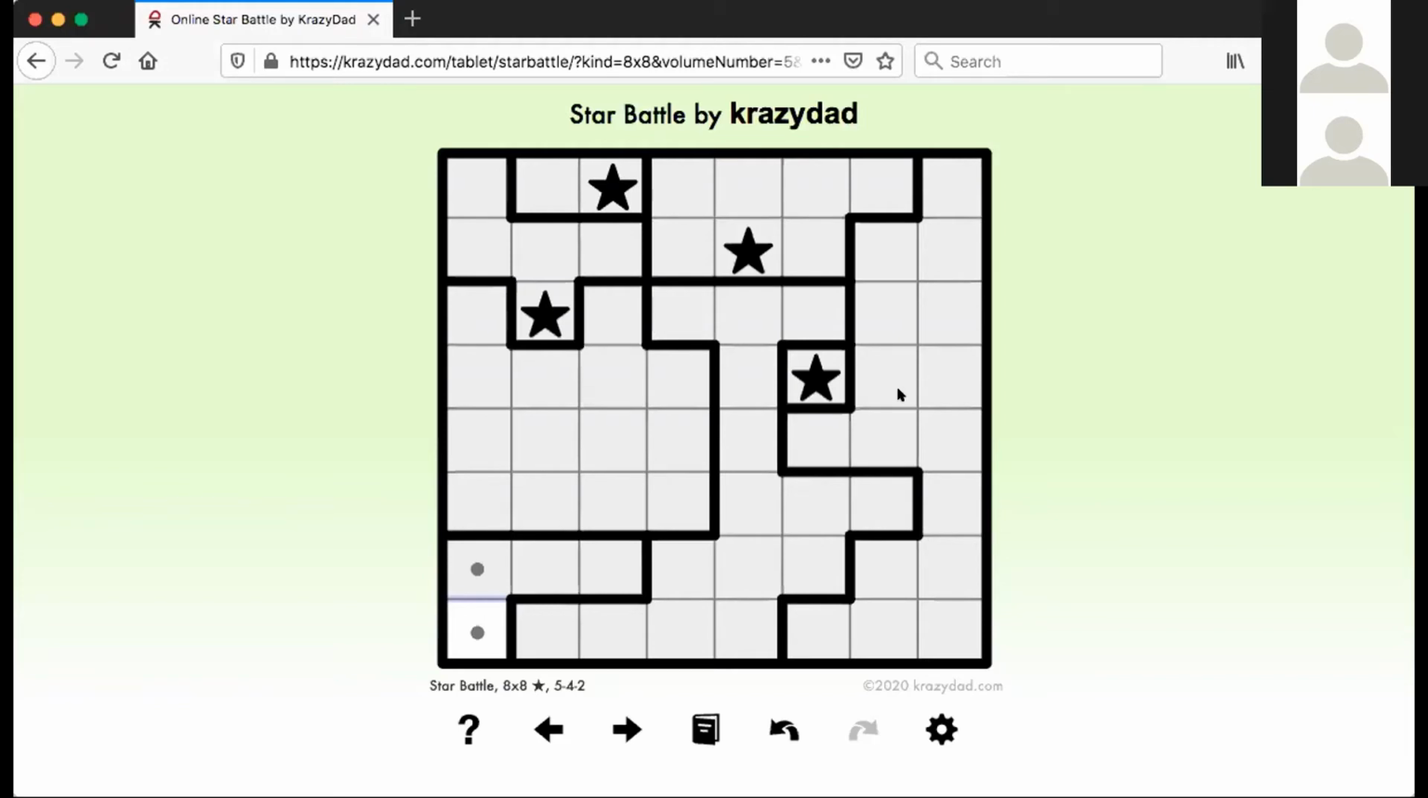So whoever explained that did a really nice job. They said that in this seventh column, the star has to be in a new region. And it can't be here, like they said, because of that. So it must be there. Very nice. Bingo.